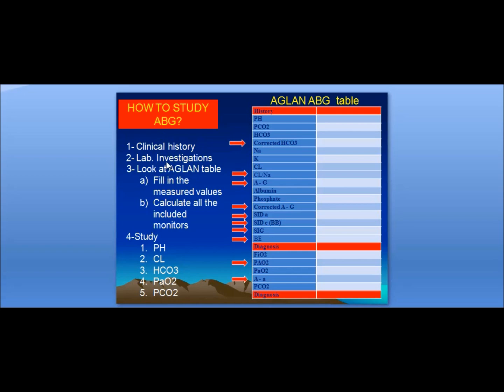4 items. Number 1, listen carefully to the clinical history. Number 2, study the lab investigations including the ABG chart. Number 3, look at this Aglan ABG table to fill in the spaces, measured and calculated. Number 4, back to this Aglan ABG table to study pH, chloride items, bicarbonate items, oxygenation state of the lung, and ventilation state of the lung.